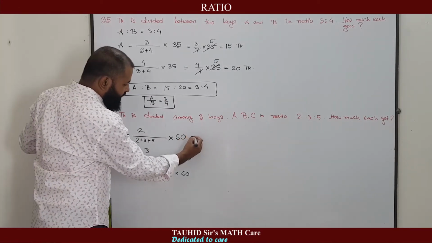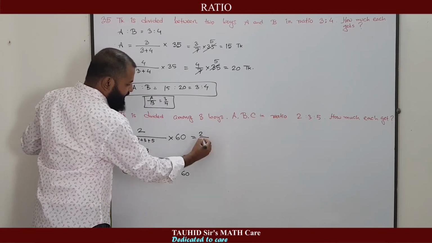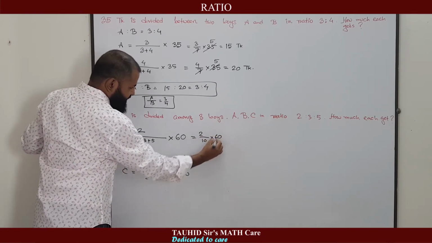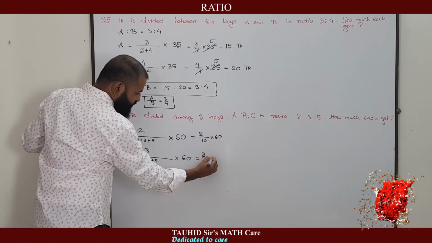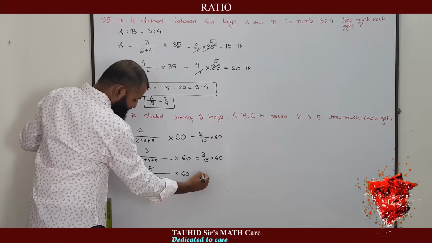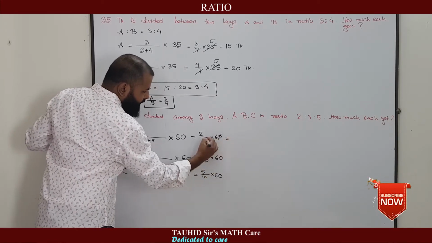That means how much will A get? 2 divided by 10 into 60. How much will B get? 3 divided by 10 into 60. How much will C get? 5 divided by 10 into 60.